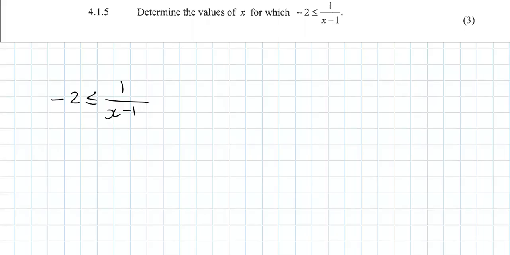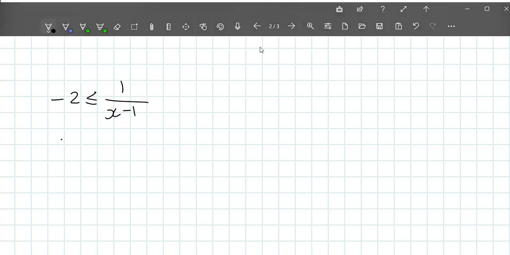Number 4.1.5, determine the values of x for which minus 2 is smaller than or equal to 1 over x minus 1. Okay, so for this question, we want to get x on its own. So one thing we could do is bring the 2 over to the right, by adding 2 on both sides.